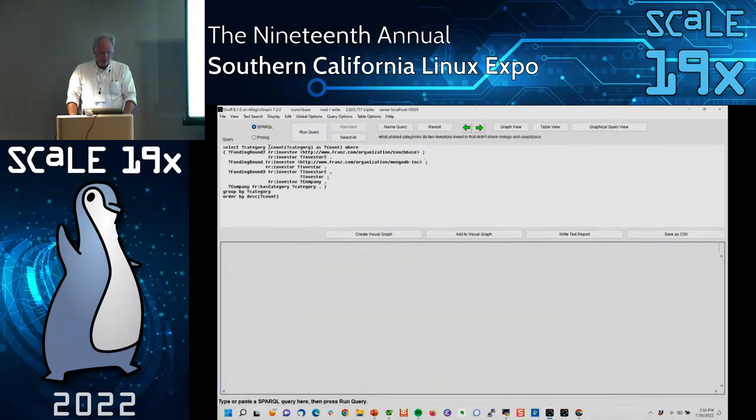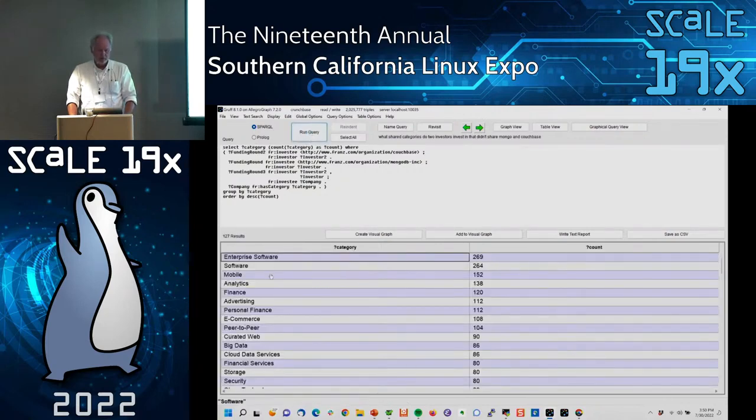Let's see here. So this is the same query, but with a little bit of aggregation. Select category and count category as count, right? And so they invest together: enterprise software, mobile, analytics, finance, advertising, and so on. So this is a complex query that you wouldn't do in MongoDB, or you would write a whole Python program, or whatever program, to do the complex joins.